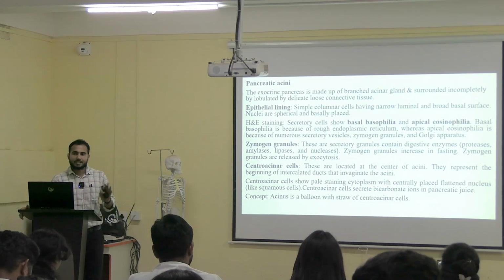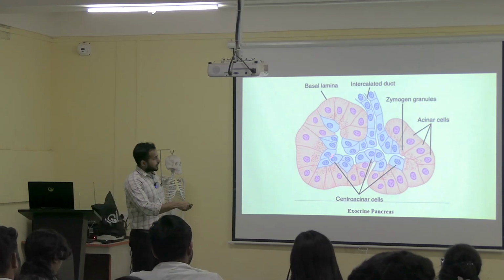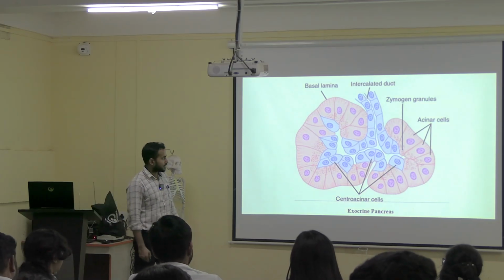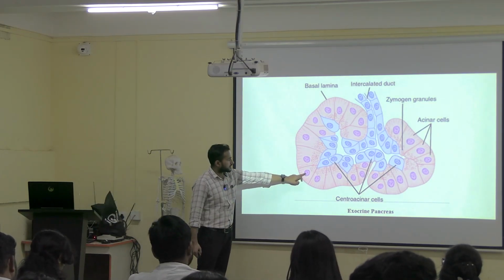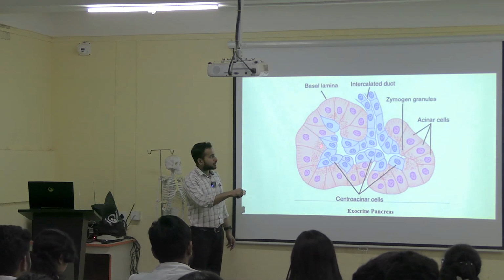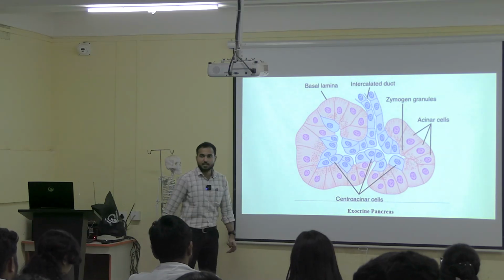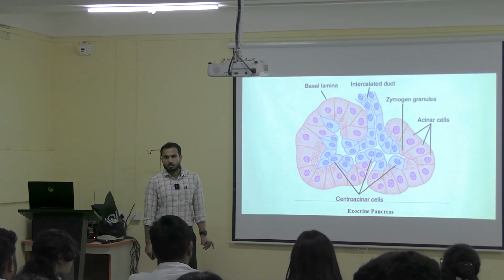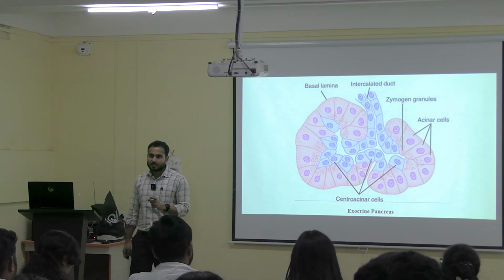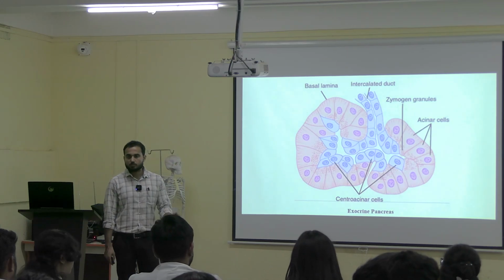Say I am talking about the acinar cells. This is one particular acinus, the whole acinus. The cells you can see over here are the acinar cells. In these acinar cells, at the apical part, you can see the granular appearance. These are nothing but the zymogen granules from which the secretions take place.